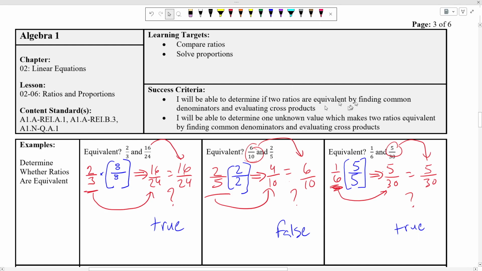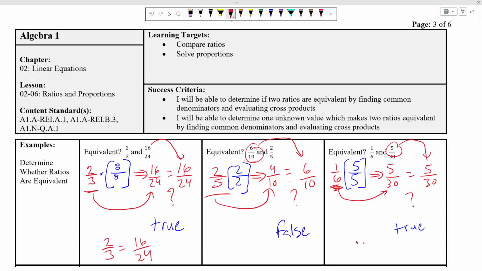Again, this is a very nice, neat trick. You're using common denominators. You're applying the identity property of 1 to determine if in fact they are equivalent ratios. Let me be clear here. You can, at the end of the day, say 2/3 is indeed equal to 16/24. At the end of the day, you can indeed say... Actually, not this one here. This one was false.